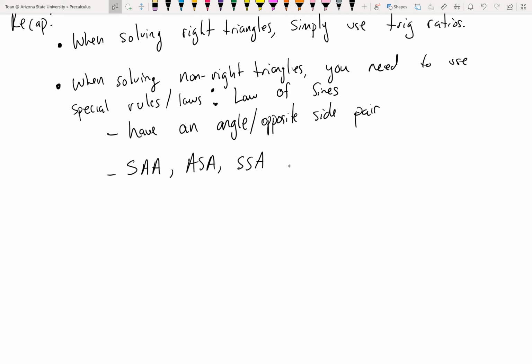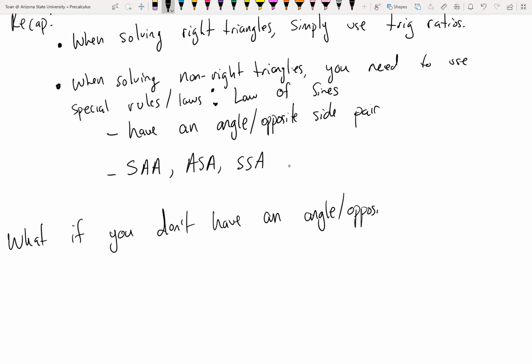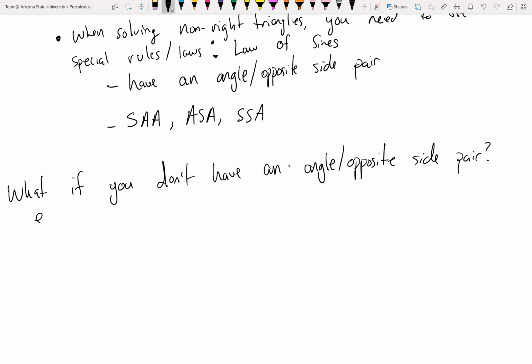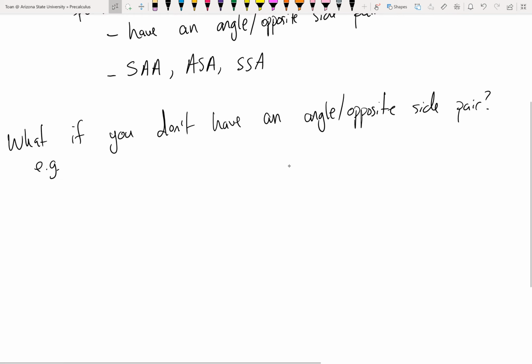But of course, the question is, there are a lot of other triangle configurations. What if you aren't given an angle opposite side pair? What are those situations? Those situations would be the side angle side case.